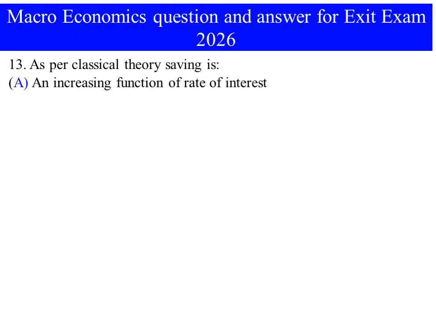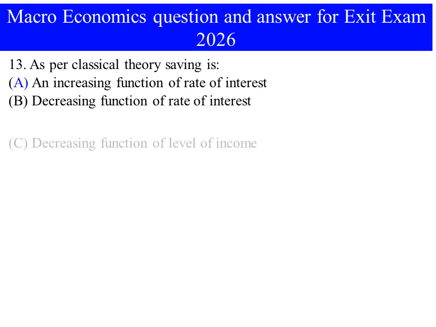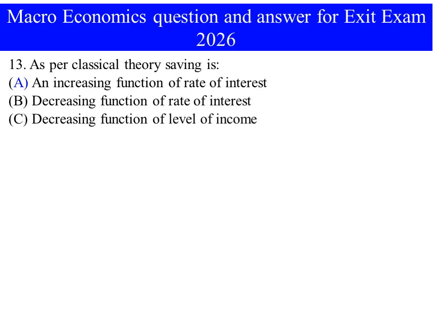Number 13, as per classical theory, saving is A. An increasing function of the rate of interest, B. A decreasing function of the rate of interest, C. A decreasing function of the level of income, D. None of the above. As per classical theory, saving is an increasing function of the rate of interest. If the interest rate increases, saving increases.